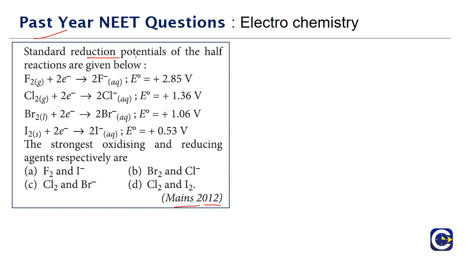The standard reduction potential of half reactions are given below. So what are these half reactions given to us? F2 plus 2 electrons gives rise to 2F minus. This is basically the equation representing the reduction of fluorine. The E0 value is what? Plus 2.85. Then chlorine 1.36. Then bromine 1.06. Then iodine 0.53. The question is they're asking the strongest oxidizing and reducing agents respectively are.